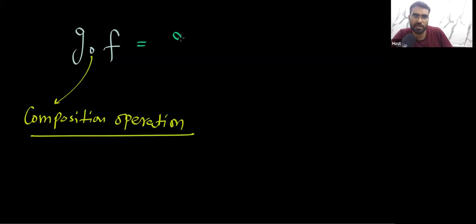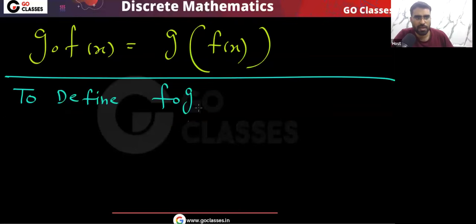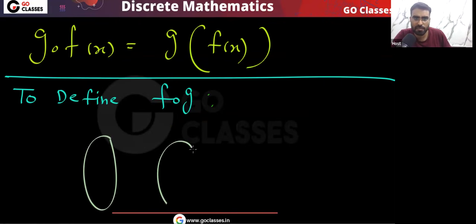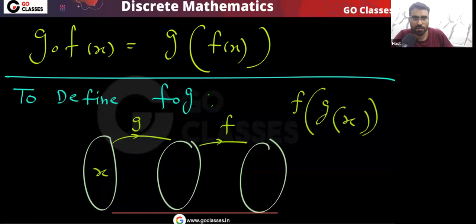Okay, and that is same as gof. So tell me, if you want to define fog, then what do you need? Just create a diagram. If I want fog, then on any element, first I will apply g, right? Then I will apply f, right? Yes or no? This is your fog.